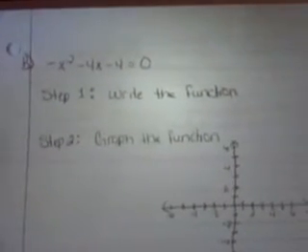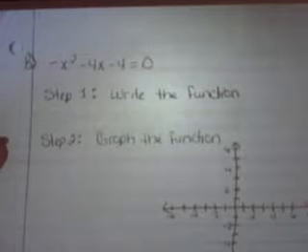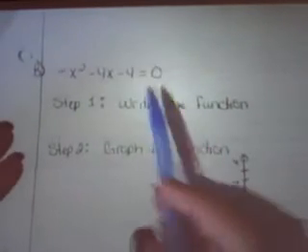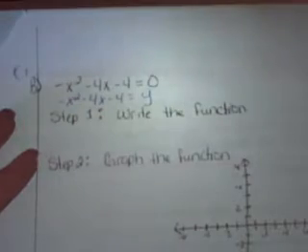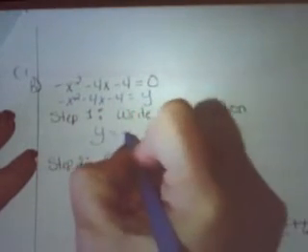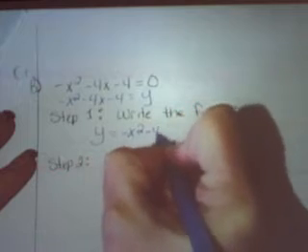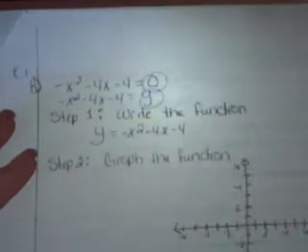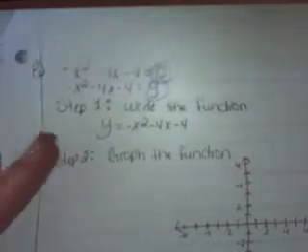Okay, let's do B. I have -x squared minus 4x minus 4 equals 0. To solve this by graphing, we want to write it as a function. That means plug in y for 0, or we would look at it as y equals -x squared minus 4x minus 4. I still want my y to be 0. That's where the solution is.